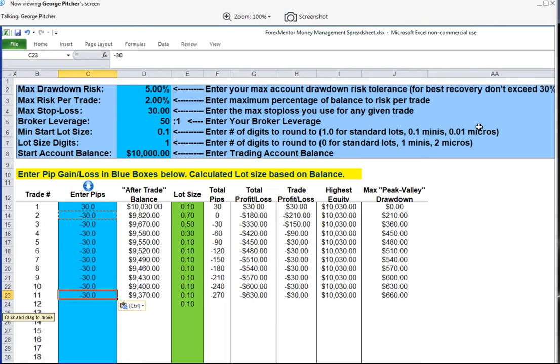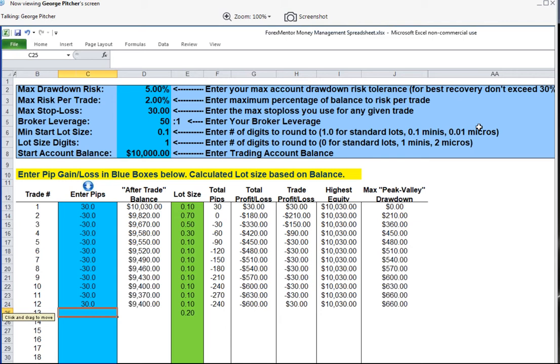So I think I have 10. 1, 2, 3, 4, 5, 6, 7, 8, 9. I have 10 losing trades, and I've dropped 270 pips. And dollar-wise, that's $630. Well, I finally get a turnaround point, and I start winning.